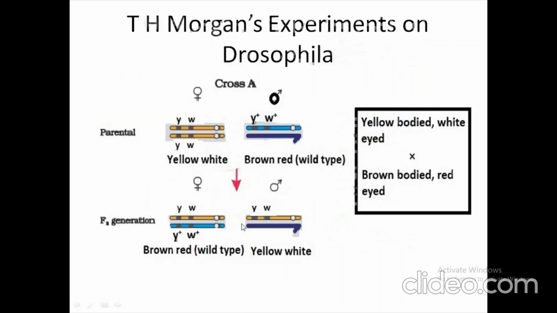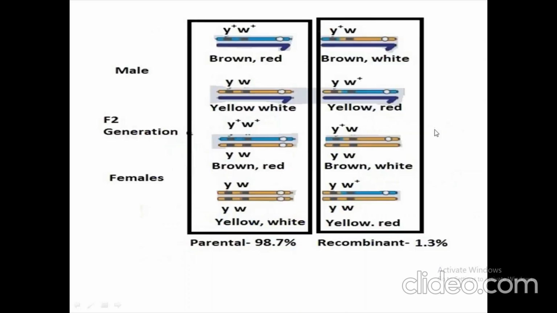So, what was the parental phenotype? Yellow body, white eye; brown body, red eye. These are the parental types. So here you can see that 98.7% of the flies in the F2 generation were parental type, either brown-bodied, red-eyed, or yellow-bodied and white-eyed.